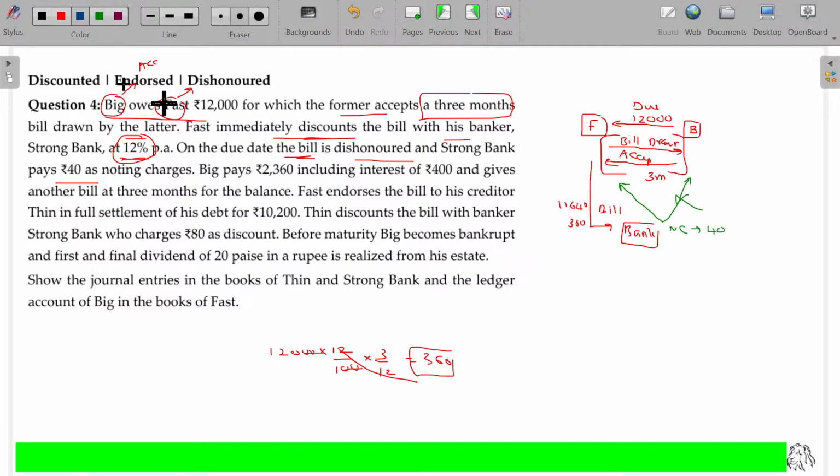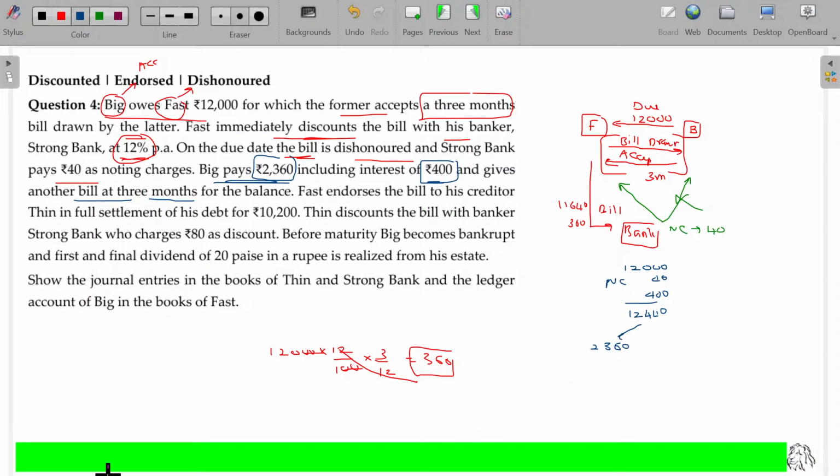Thereafter, a renewal happens. Big pays 2,360, including interest of rupees 400, and gives another bill at 3 months for the balance. Actual bill value being 12,000, together with the noting charges being 12,040, and as he extends the payment, he adds another 400 rupees. 12,440 will be the final value. Is that clear? And immediately 2,360 is paid by way of cash.